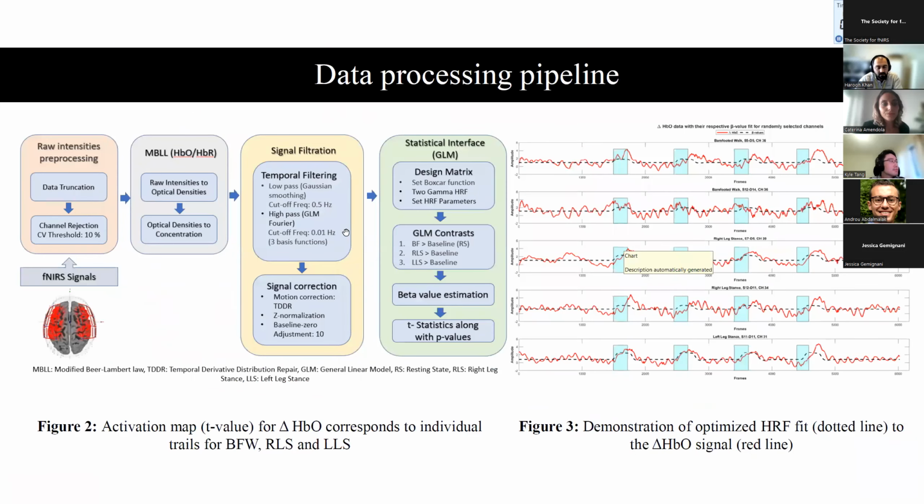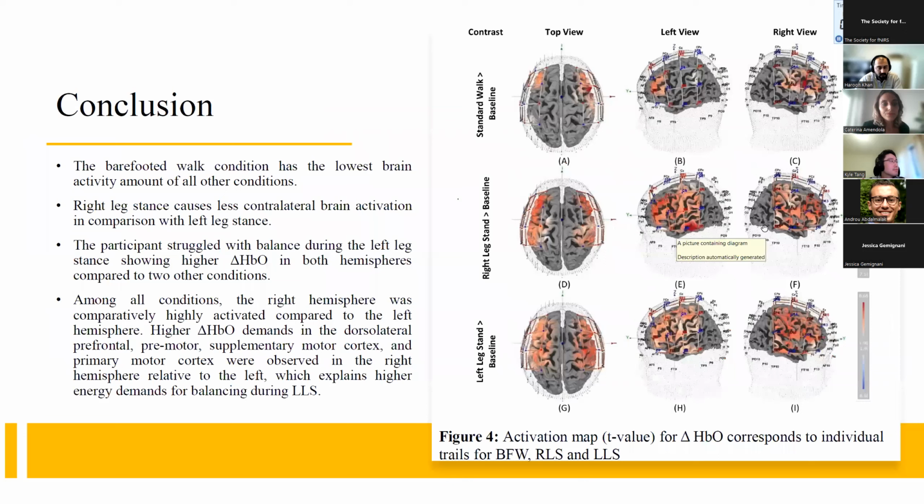We recorded the fNIRS signal using NIRS-2 with 16 sources and detectors over the motor cortex. We carefully performed the data processing steps due to a lot of motion artifacts in the data, and then we applied our GLM model. In figure 3, we can see the fit of our GLM model to the HbO data. If I go quickly through the highlights of our results, what we found is that barefooted walk has comparatively less activation than single leg stance. The reason is that it is the most natural walking pattern, with the barefoot, a better foot position, biomechanics and balance control.